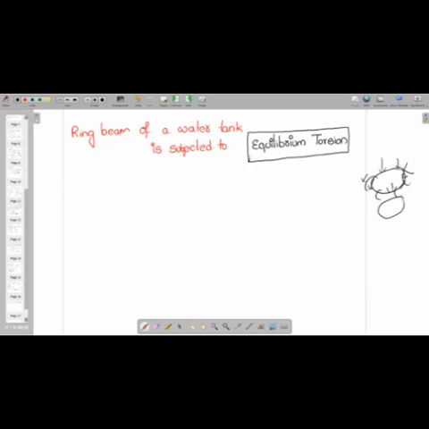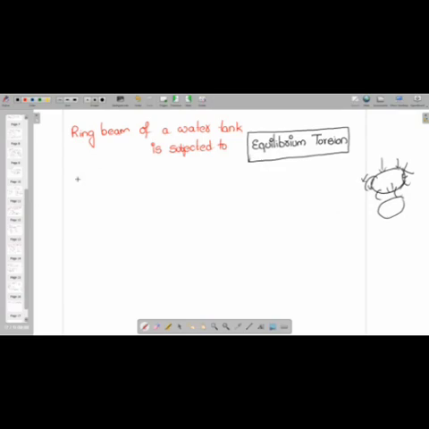Canopy beams will be subjected to what? Canopy beams are also subjected to the same equilibrium torsion, as opposed to primary torsion. Okay, good.